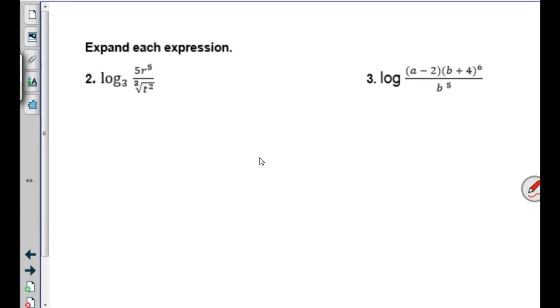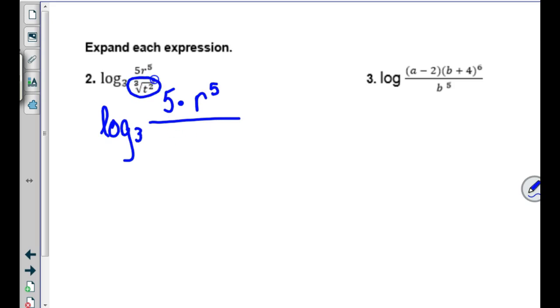Sorry, guys. All right. Unfortunately, this is what the book does with expanding. They make them very complicated. So, first of all, I'm just going to rewrite this real quick. We have a 5 times an r to the 5th, and it's divided by, can anybody rewrite that as a power? Yes. Does everybody remember that? The cube root is 1/3, and it's squared, so it's 2 times 1/3 or 2/3. All right, now help me expand it.